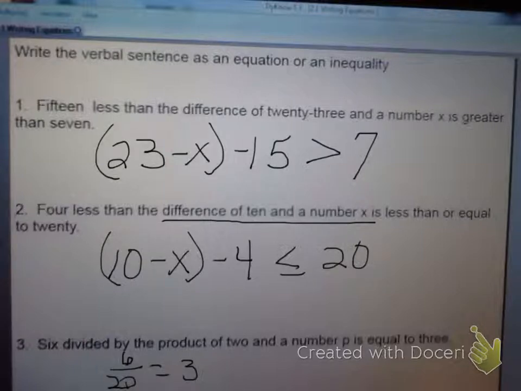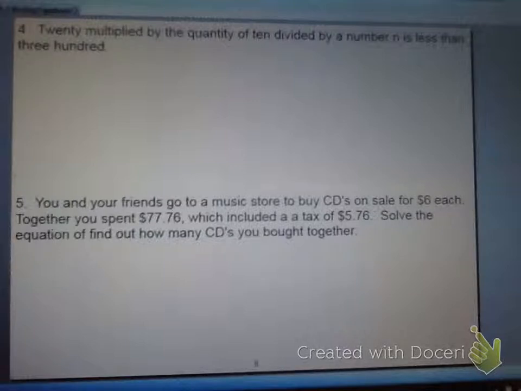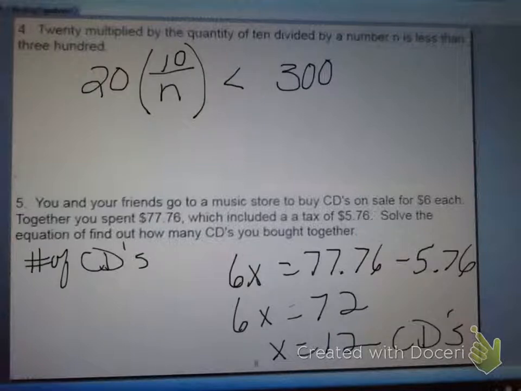Number 1, 2, and 3 are pretty simple. Check your answers with mine. And do number 4 and 5. Number 4, be careful about the word quantity. Quantity means you put in parentheses. So 10 divided by a number would be 10 over n, and then we're going to multiply it by 20. And number 5, it's 6x is equal to $77.76 minus 576. Solve, and you get 12.